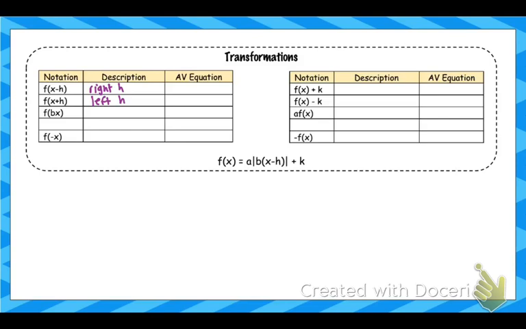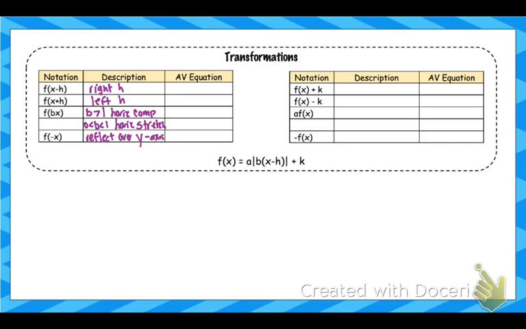That b value is going to be our horizontal stretch or compression. So if you remember, if it is greater than 1, it is a horizontal compression. It is backwards. And if it's in between 0 and 1, it was a horizontal stretch. And then if the negative was inside the parentheses, that was a reflection over the y-axis.